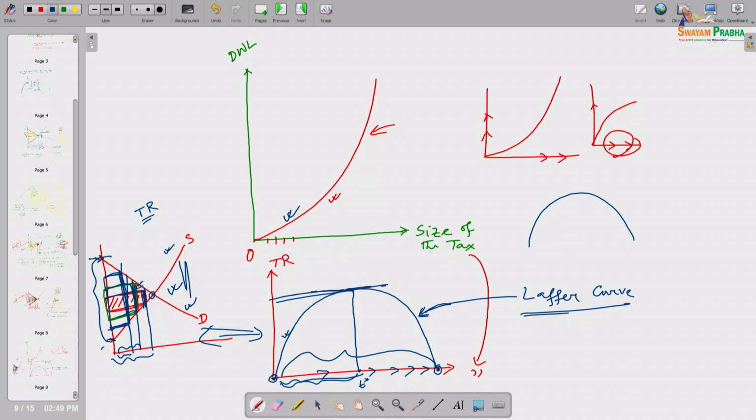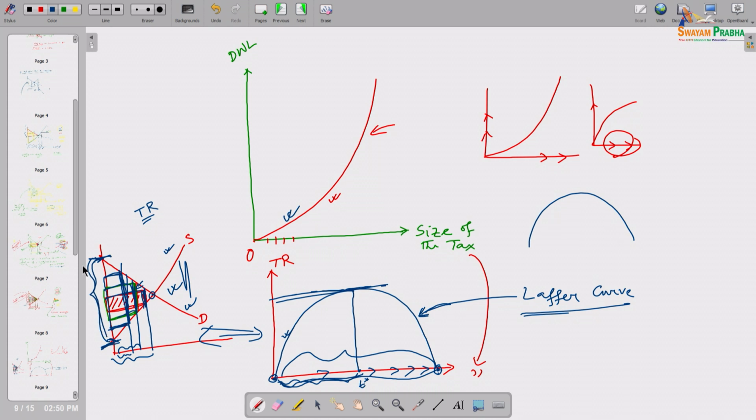So this distance, the vertical gap between the starting points on the vertical axis of the demand curve and supply curve, and here on the horizontal axis where you are measuring tax, the point where the Laffer curve comes back and touches the horizontal axis, that distance from the origin is the tax size. These two are equivalent in the two diagrams, right?